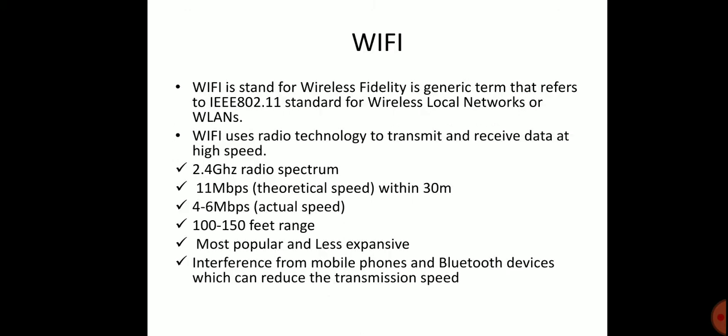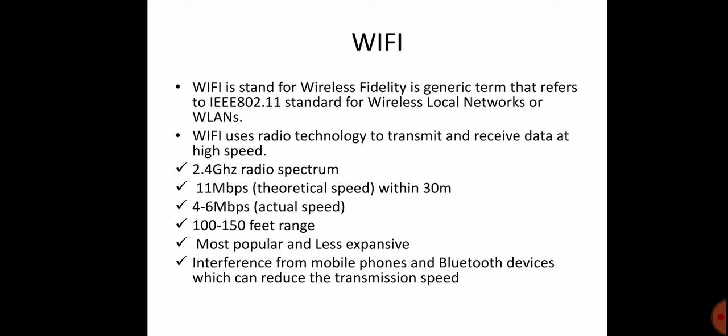Now we are going to move to Wi-Fi. Wi-Fi stands for wireless fidelity, a generic term that refers to IEEE 802.11, the wireless local area network or WLAN. Wi-Fi uses radio technology to transmit and receive data at high speed. IEEE 802.11b uses the 2.4 GHz radio spectrum with 11 megabits per second theoretical speed within 30 meters, and 4 to 6 megabits per second is the actual speed, with a 100 to 150 feet range.